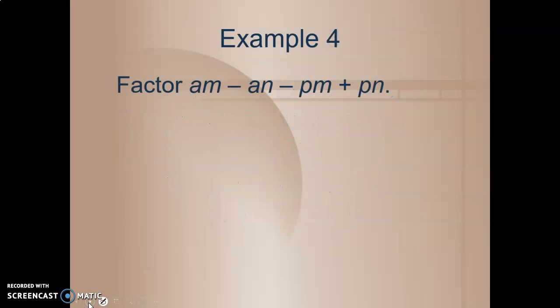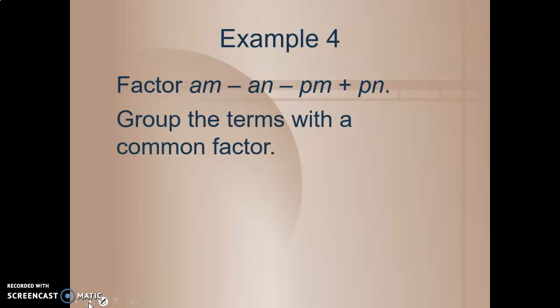Okay, let's try to factor this completely: am minus an minus pm plus pn. There are no special patterns, so we are going to factor by grouping. We'll group the terms with a common factor. In this case, we can just split right here because they have a common factor of a and they have a common factor of p.